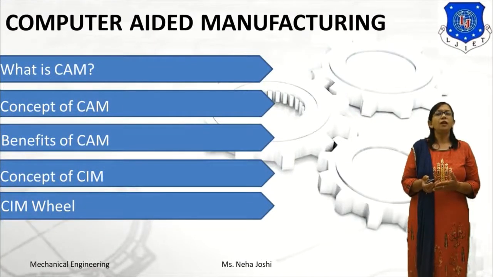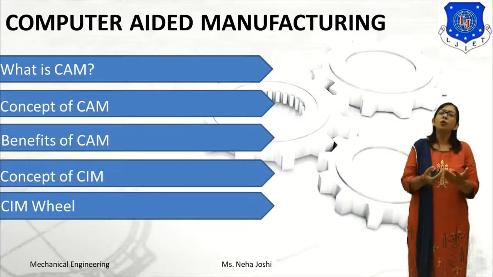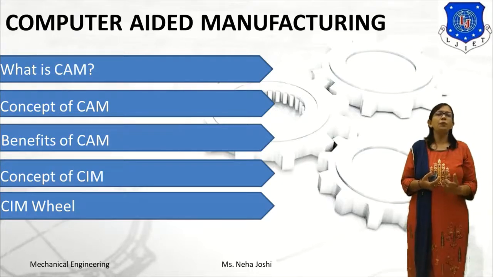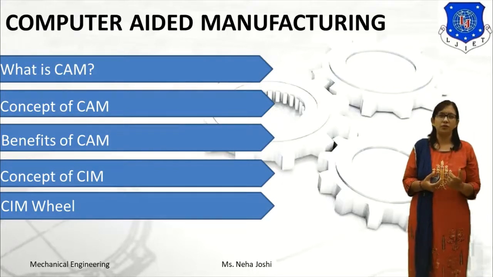Now, the first chapter in our syllabus is computer-aided manufacturing. What is computer-aided manufacturing? Computer-aided manufacturing can be defined as the use of computer systems to plan, manage, and control the manufacturing operation through direct or indirect computer interface with the manufacturing machines.